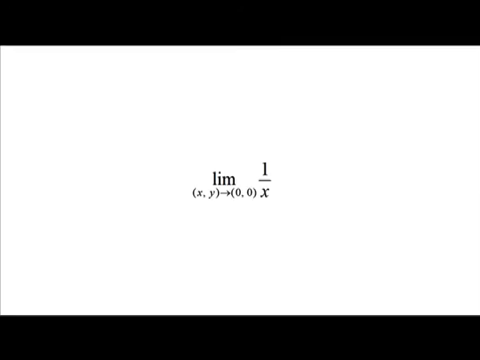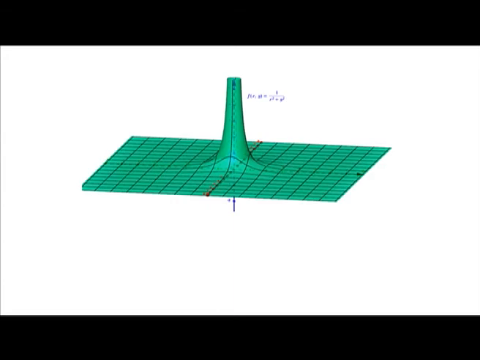With this in mind, we can say that the limit as (x, y) approaches (0, 0) of 1 by x does not exist. As another example, the limit as x tends to 0 of 1 upon x square is equal to plus infinity. Also, the limit as (x, y) approaches (0, 0) of 1 by x square plus y square is equal to plus infinity.